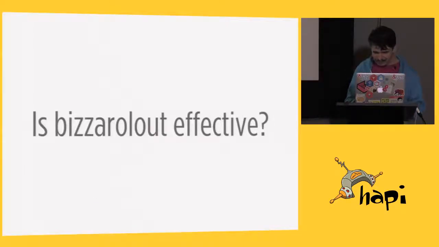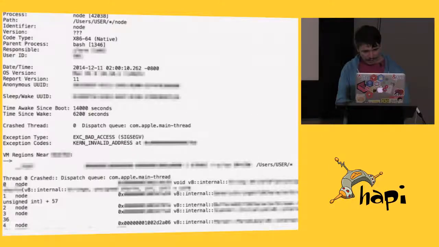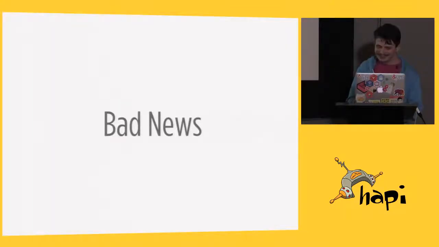So, is Bizarrolout effective? Well, within the first 10 seconds of turning it on, I found a denial of service issue with a process.nextTick and a pretty popular module. And last night there was this. I have a repeatable seg fault in V8 core. So that was a fun 2 a.m. adventure.